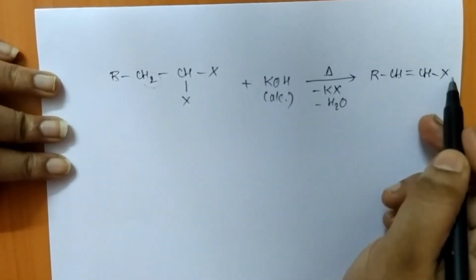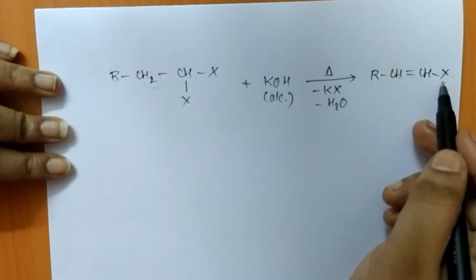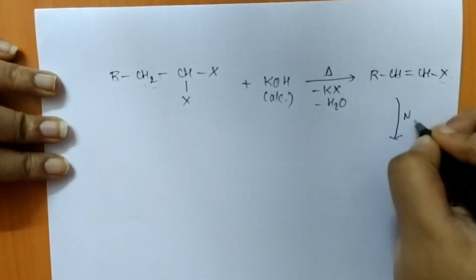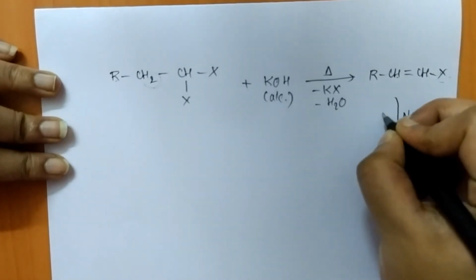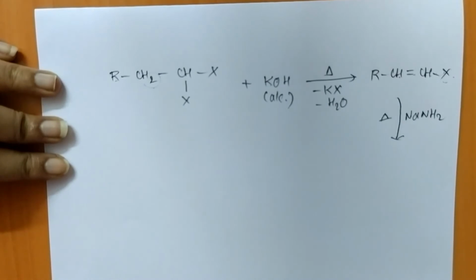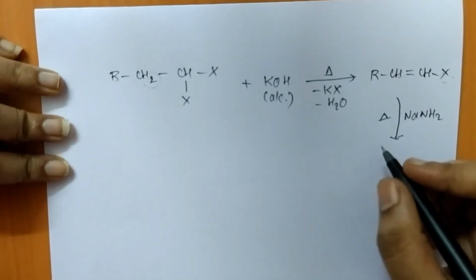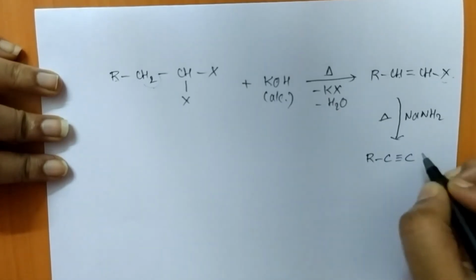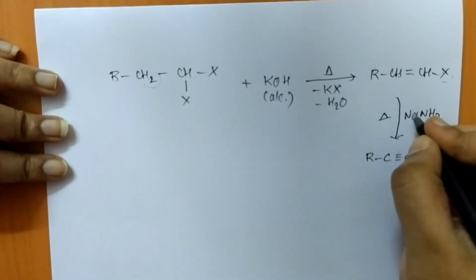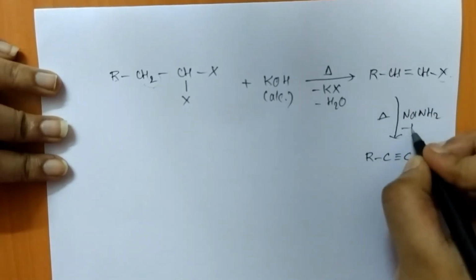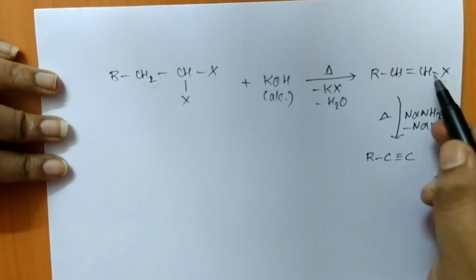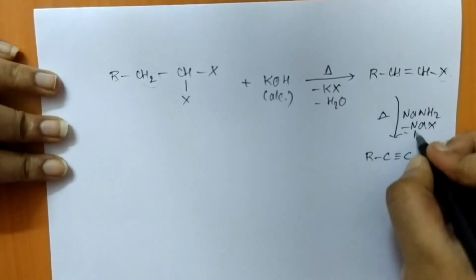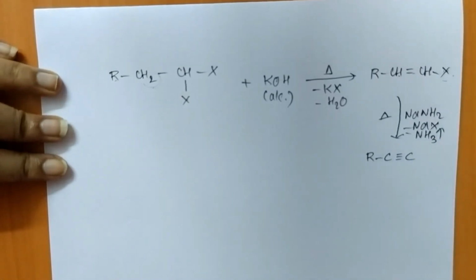So ultimately we are going to get RCH double bond CHX. Since this is a haloalkene, we have to react it with NaNH2 in the presence of heat, and ultimately we will get RC triple bond CH, because the Na bonds with X, which gives NaX, and this H bonds with NH2 which gives NH3, and therefore ammonia is released. The same reaction.